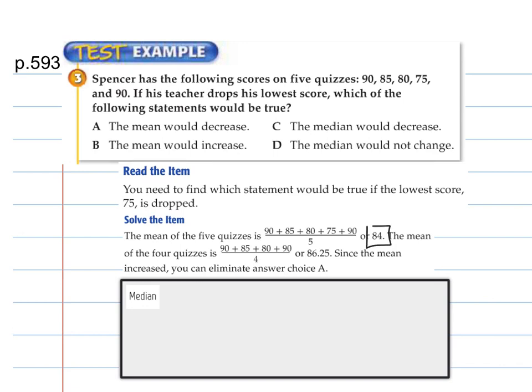Now we're going to find the mean if that lowest test score was dropped. So the mean of the 4 quizzes is 90 plus 85 plus 80 plus 90, all over 4, which gives us 86.25, or 86 and 25 hundredths. Since the mean increased, we can eliminate choice A. We know it cannot be choice A.